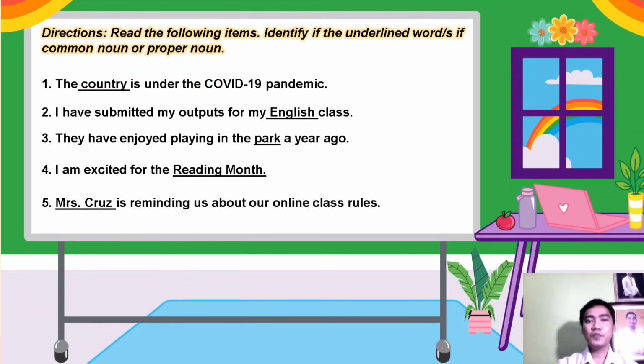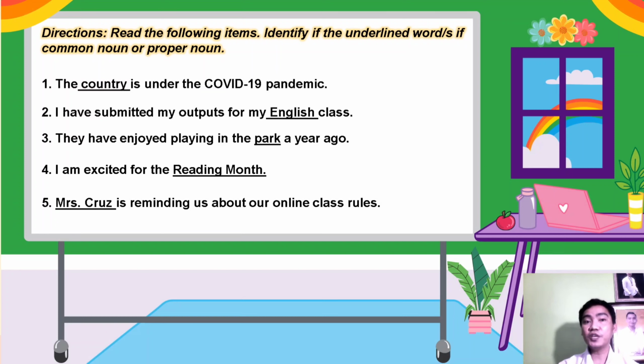Alright, so in your notebook, read the following items and copy them so that you will try to identify if the underlined word or words are either common noun or proper noun. So you will write there common noun before the sentence, and you write proper noun if it is a proper noun. So I'm giving you again another time to complete this activity.